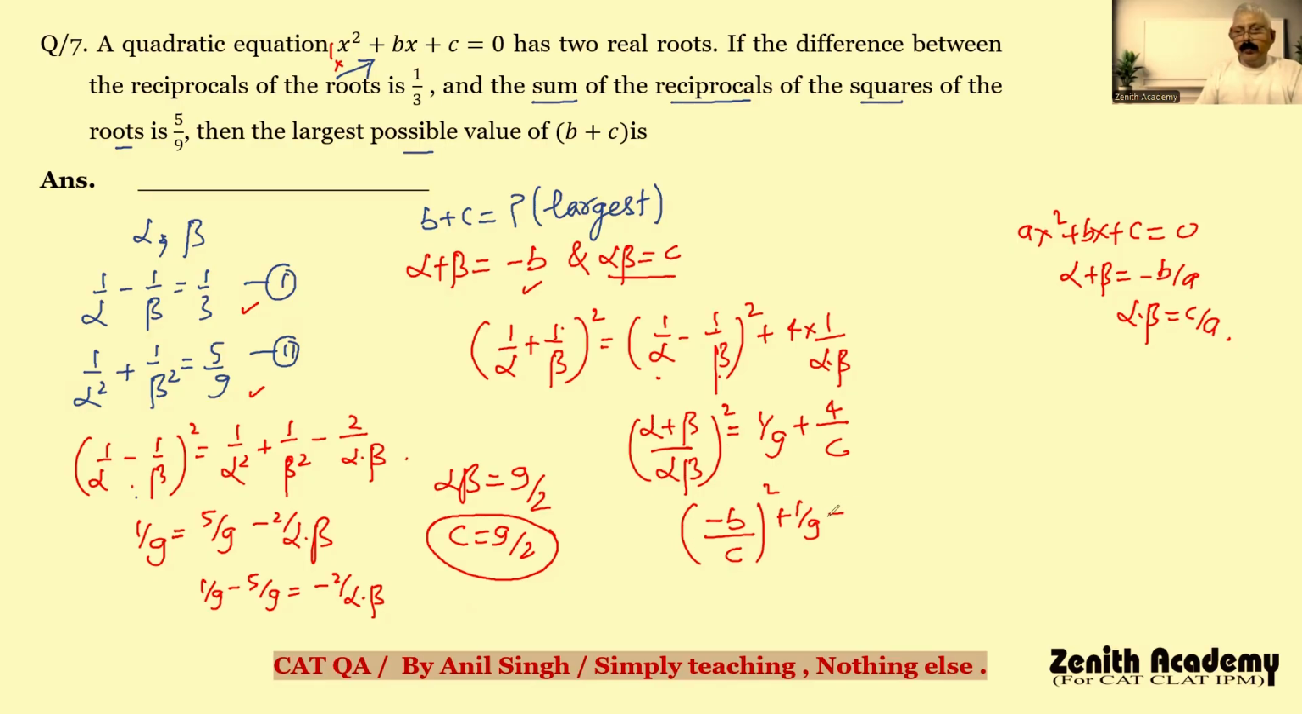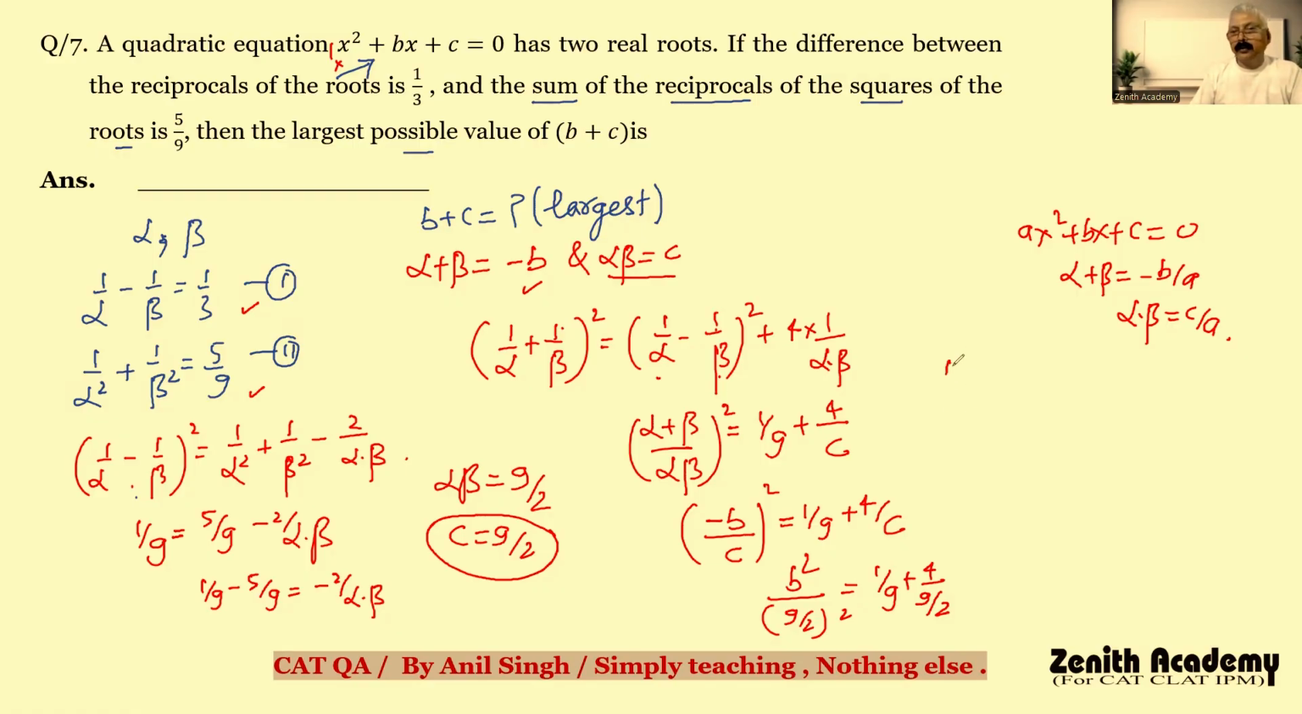1 by 9, 1 by 9 plus 4 by C, B square by C square. And at the same time, we can put here the value of C is 9 by 2 square. It is 1 by 9, and this is 4 by 9 by 2. So this way you can get the value of B.